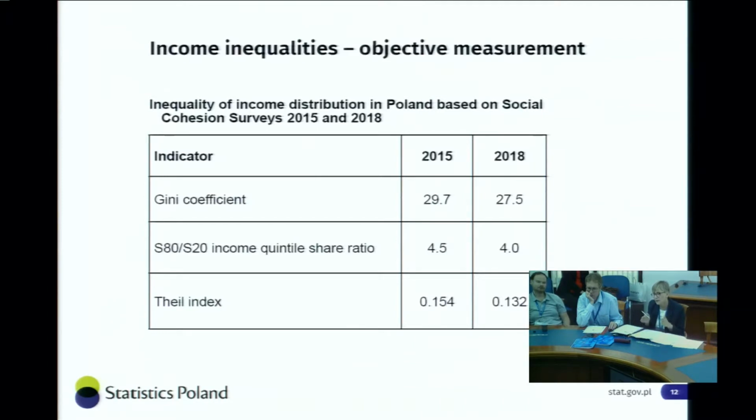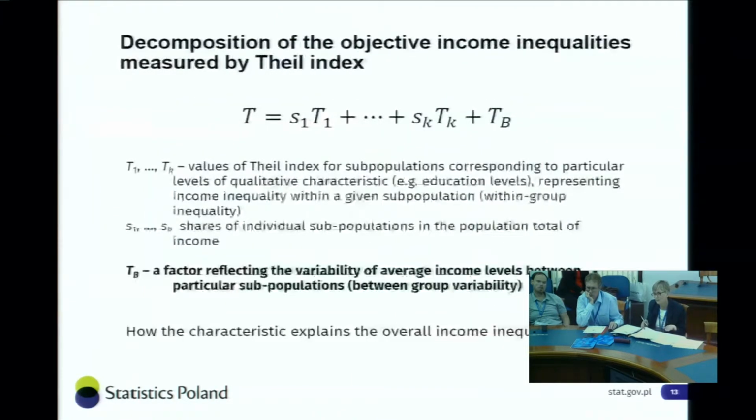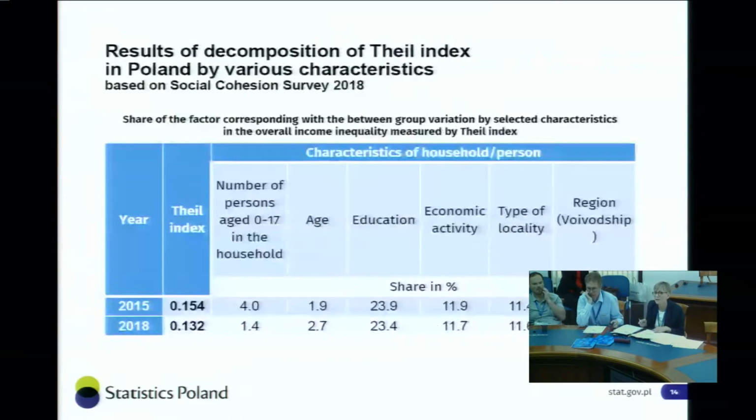We receive very similar values of indicators when we compare the data from these two surveys. And it's very important, since the composition of the objective income inequalities measure. So maybe we have enough time. You can see the results of the composition of the Theil index. You can see that the most important factors for explaining total inequality in Poland are education and economic activity.